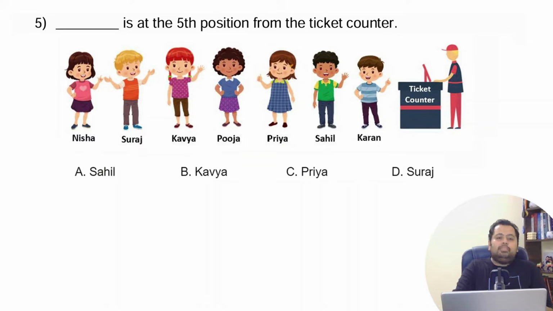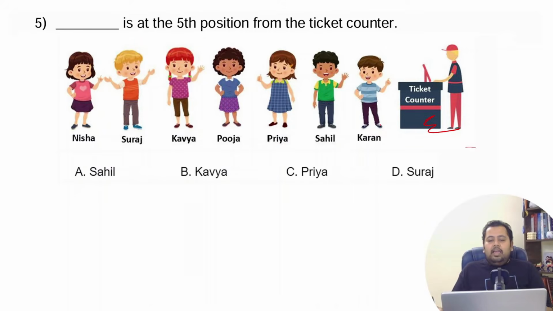And now we move to question number 5. Dash is at the fifth position from the ticket counter. So ticket counter is over here, and who is standing at the fifth position from the ticket counter is what you have to find out.